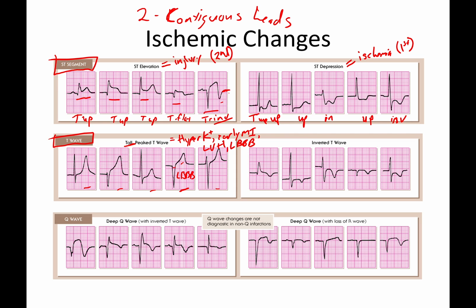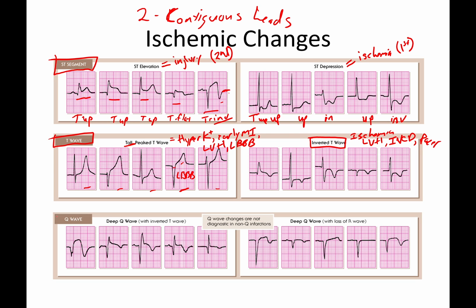All right, and then as for inverted T waves, those guys are usually signs of ischemia. You could also see it in left ventricular hypertrophy, intraventricular conduction delay, or in a good old-fashioned pacer, if they've got a pacemaker.